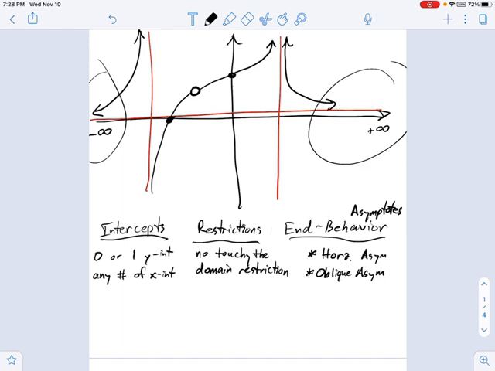Okay? So, let's see. This is another case of 0 or 1, right? You can only have 0 or 1 end behavior asymptote. So 0 or 1 horizontal, and I'll just say HA/OA. You got to choose one or the other. And let's see. Anything else I'm leaving out here? I think those are the main takeaways of these functions.